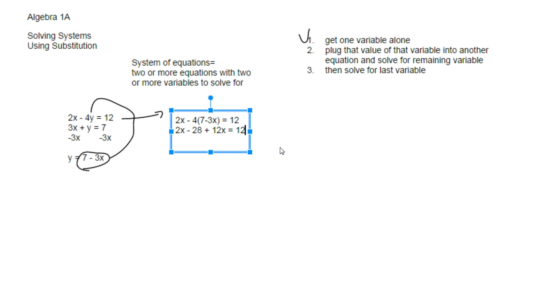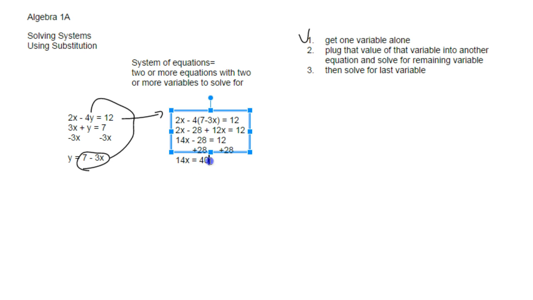So we have this all set up. Then we'll combine like terms, so the 2x and the 12x make 14x minus 28 equals 12. Then I just continue to finish solving it from there. I add the 28 to both sides, so plus 28. Then we have 14x equals, let me see, why am I even thinking twice about this? That's 40.